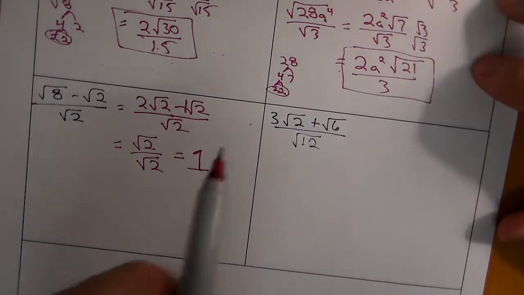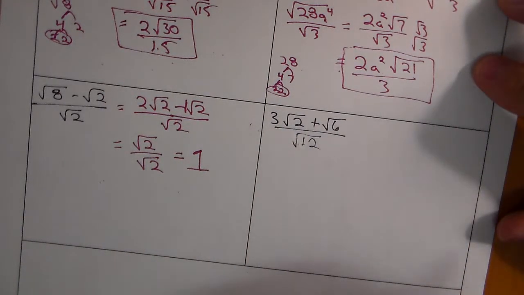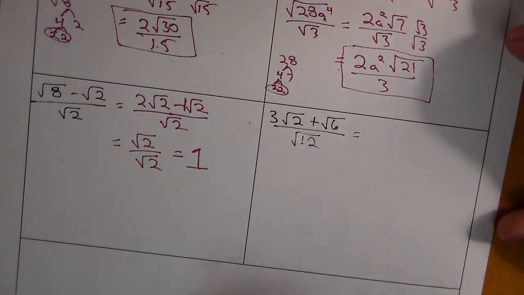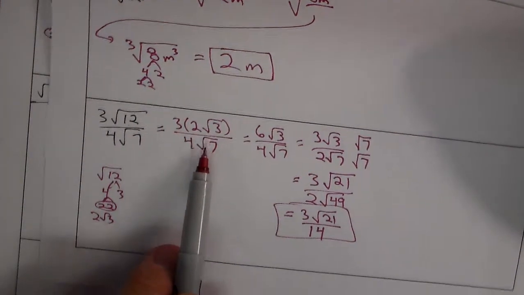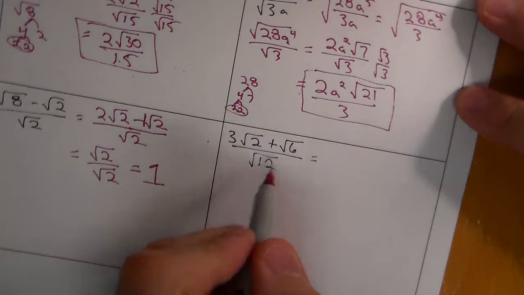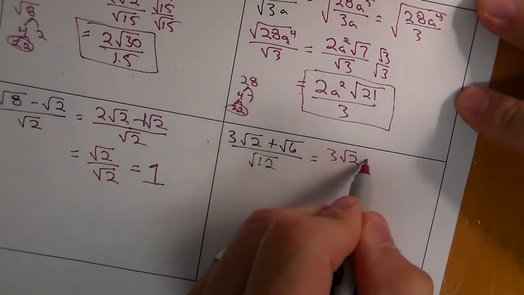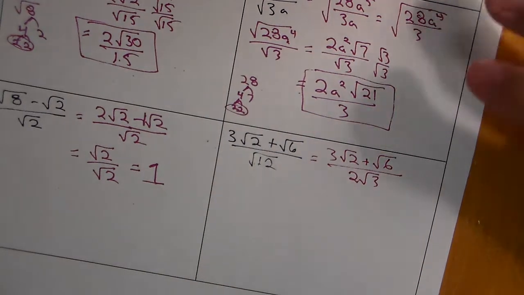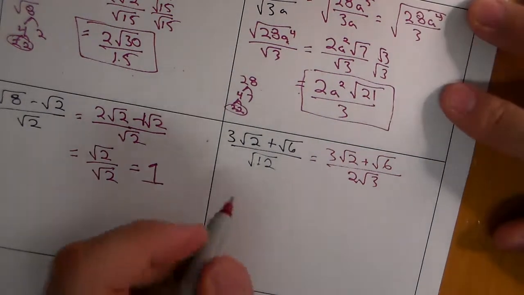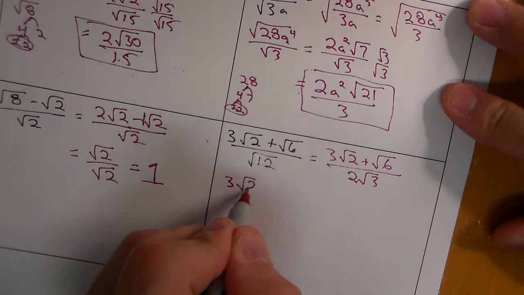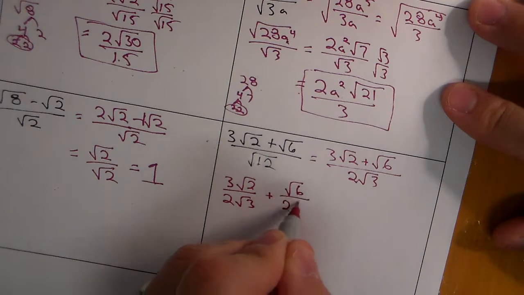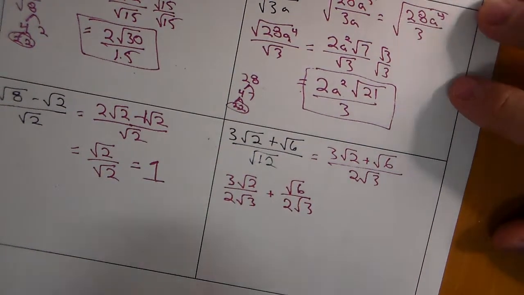Let's see what the next one does. 3 root 2 plus root 6 over root 12. Well, first off, square root of 12, as we've talked about earlier, probably on the previous page, became 2 root 3. So let's change this to 3 square root 2 plus root 6 over 2 square root 3. Can't do much yet, so I'm going to split these into two fractions. 3 root 2 over 2 root 3 plus square root of 6 over 2 root 3. I'm going to simplify them separately.